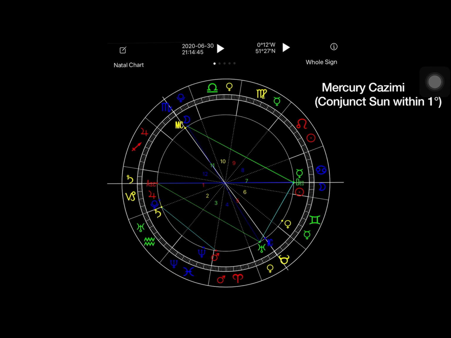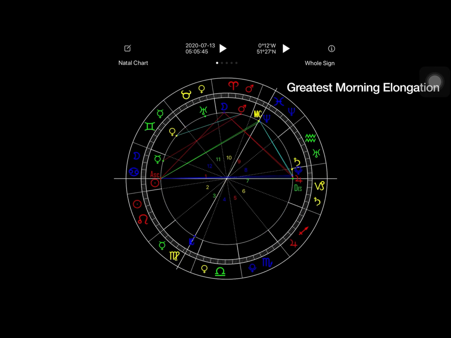So, after this point, Mercury continues in its retrograde motion until it will station direct and we get what's called the greatest morning elongation. You can see on the left side of the chart there, where the ascendant is, the Sun is just about to rise, and we will see Mercury again high in the eastern sky before sunrise. And so that's what's happening astronomically with Mercury retrograde.